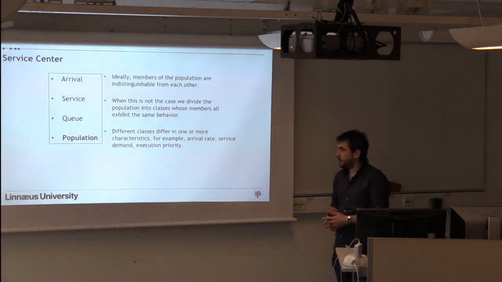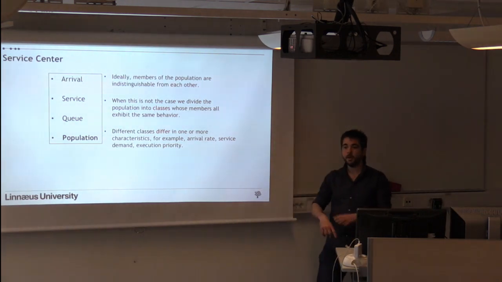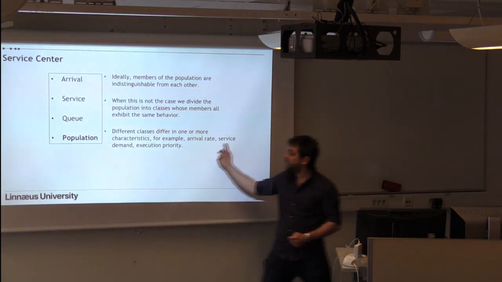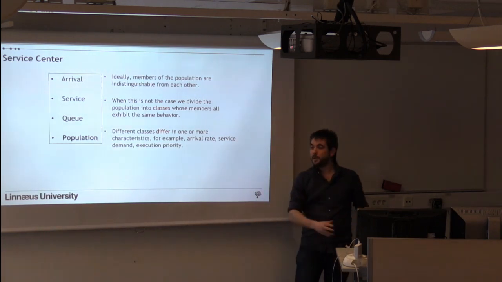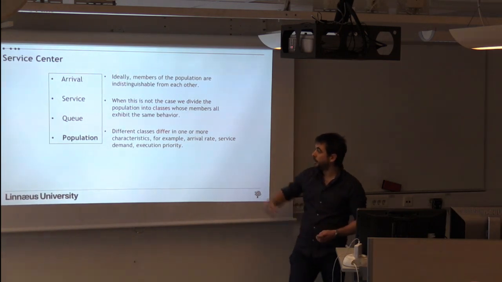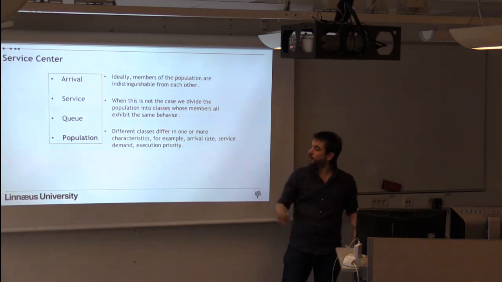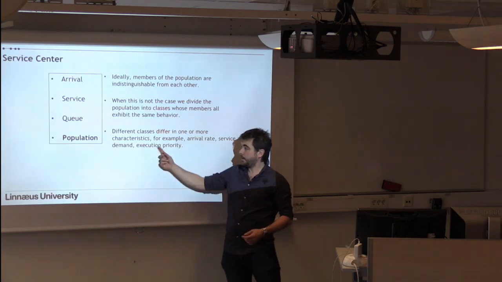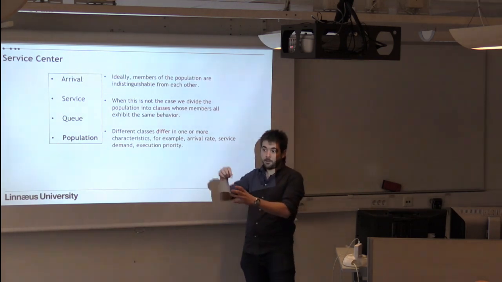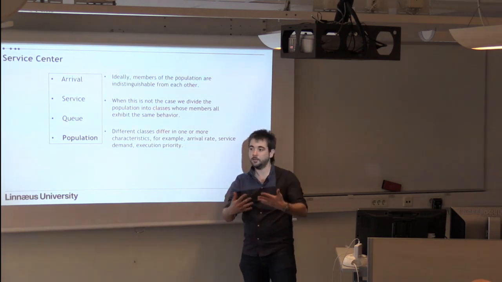Different classes can differ in one or more characteristics, like the arrival rate. Say that white coat people arrive one every 15 minutes to the hospital. The service demand: they need 20 minutes of doctor. Execution priority: low, if there is time. And red coats arrive not as often, maybe twice per day, but they require more time and they have more priority. So if in our service center we represent the doctors, then customers arrive with different priorities and the queue can handle this.